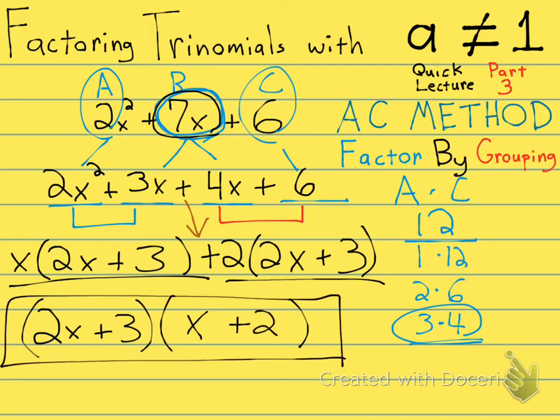If you FOIL it out, you're going to find that the first two will give you this. The last two will give you this. And this one will be a combination of the outer plus the inner. Here's the outer and here's the inner.